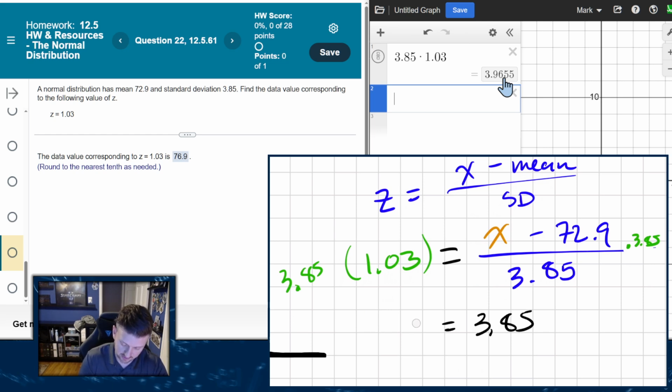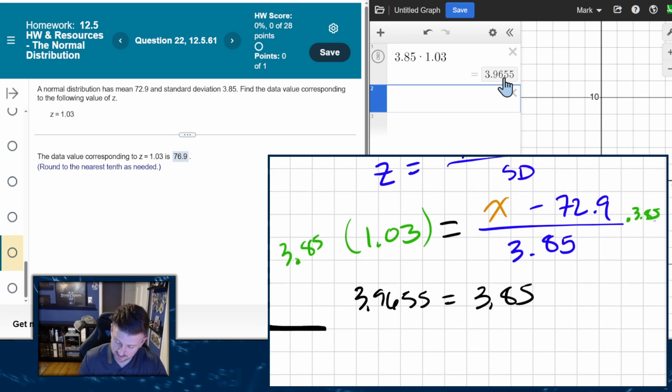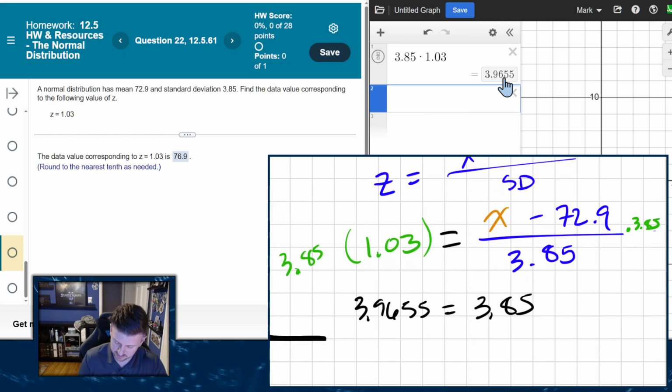I'm going to change this out of that green and back into 3.9655. Now I'm going to then, what am I doing? Sorry. This right-hand side, it should be x minus, I got obsessed with colors and started writing the wrong thing, x minus 72.9.